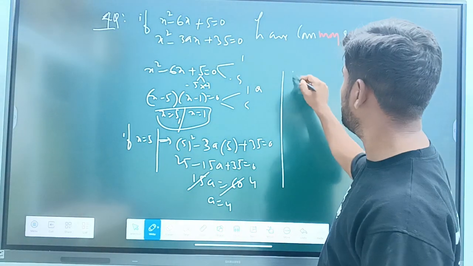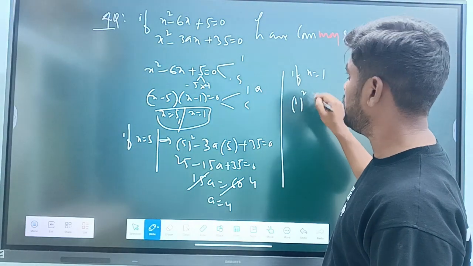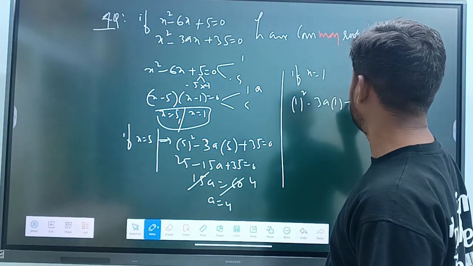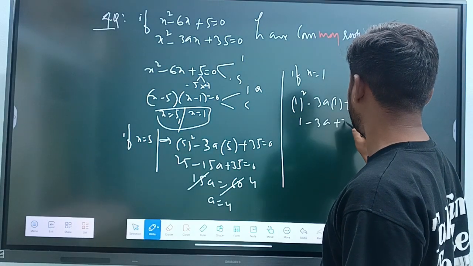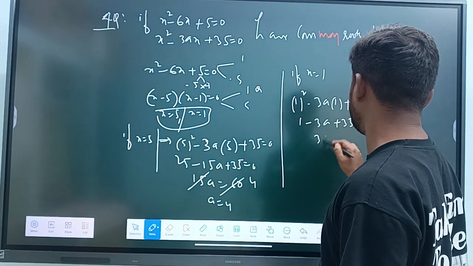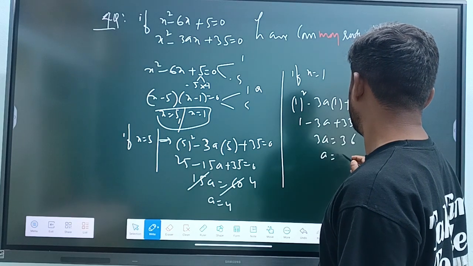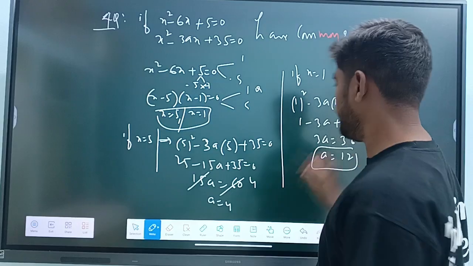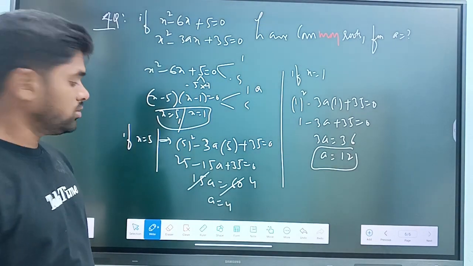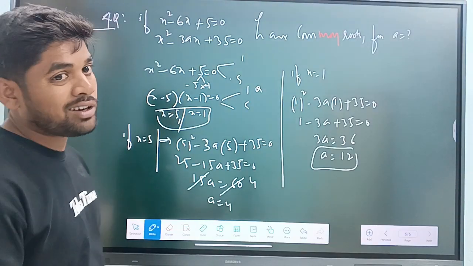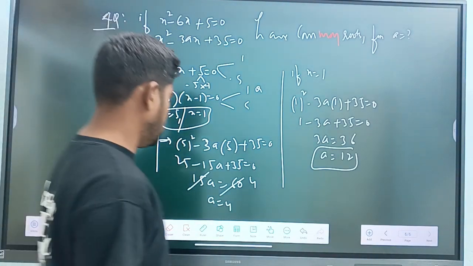సో 5 ఒక కేసు అయింది. If x equal to 1 ఉందనుకోండి కామన్ రూట్, సెకండ్ ఈక్వేషన్ సబ్స్టిట్యూట్ చేయండి, 1 square minus 3a into 1 plus 35, that equal to 0. 1 minus 3a plus 35 equal to 0, 3a equal to 36. So a is 12. Done. So if 5 is the common root, then in that case a is 4. If 1 is the common root, in that case a value is 12. ఇది ఇలా చేయాలి.